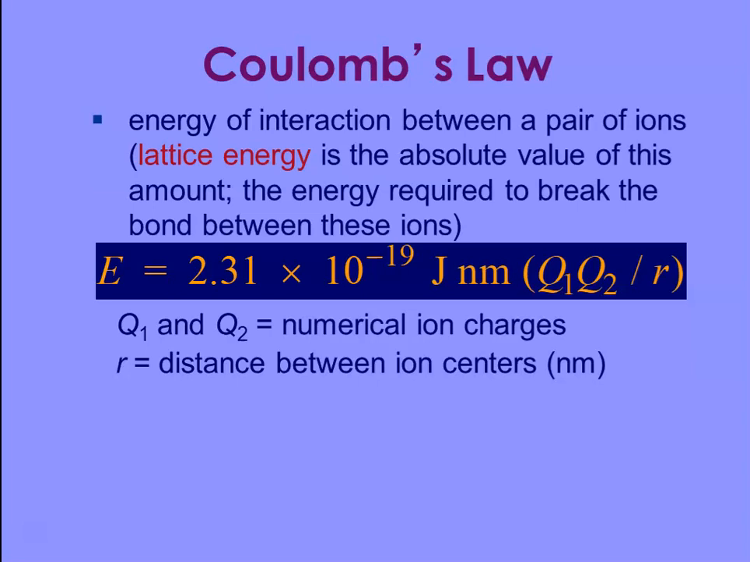I'm never going to ask you to solve for E with Coulomb's law, but basically Coulomb's law allows us to assess, when we're comparing compounds, which one is going to have the stronger ionic bond. The stronger ionic bond would be associated with Coulomb's law directly. If you have a greater charge product, that's what Q1 and Q2 are, the charges of your cations and anions, and you have a smaller radius, you are going to have a greater amount of lattice energy.